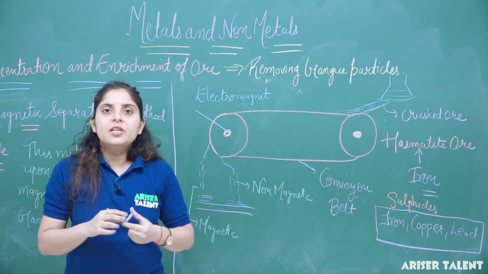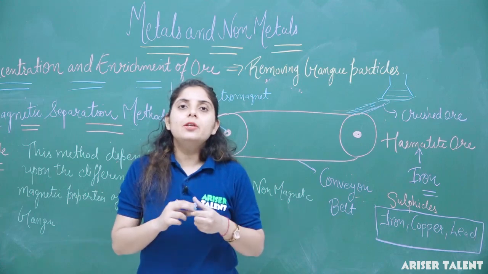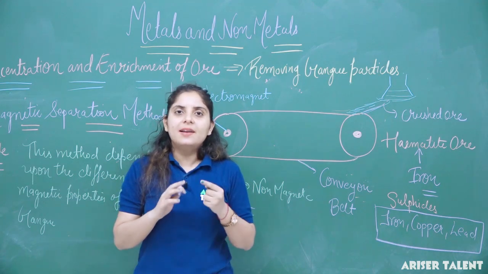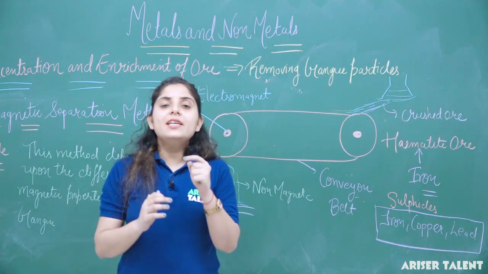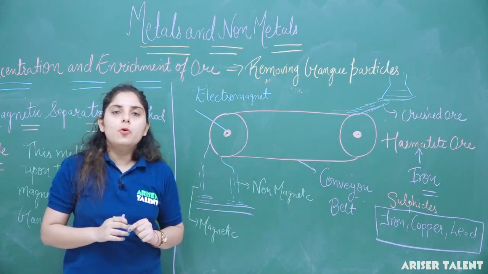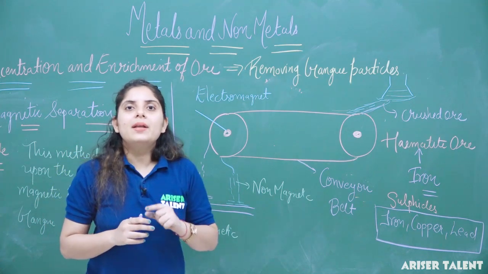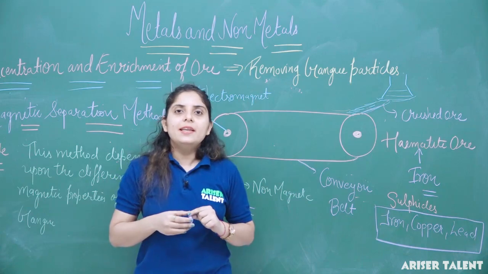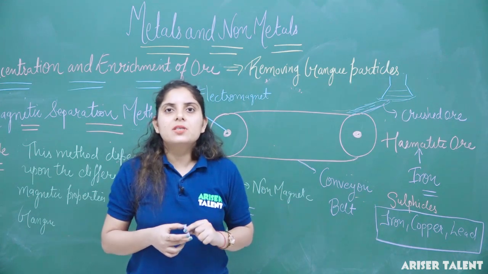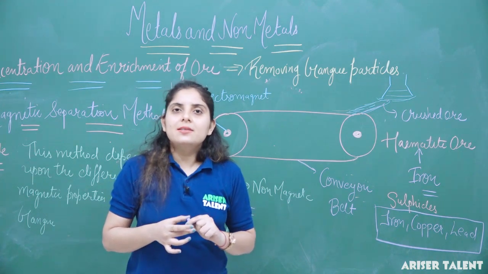So, in the extraction of metals, we have dealt with two types of procedures: first, grinding and crushing of the ore, and second, concentration and enrichment of the ore. Now we are left with two topics, the refining criteria and the extraction process. This we will deal with in our next lecture.